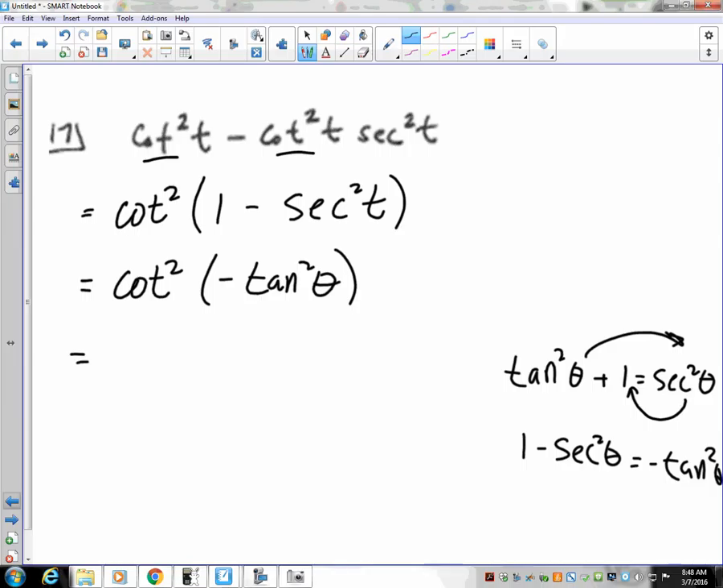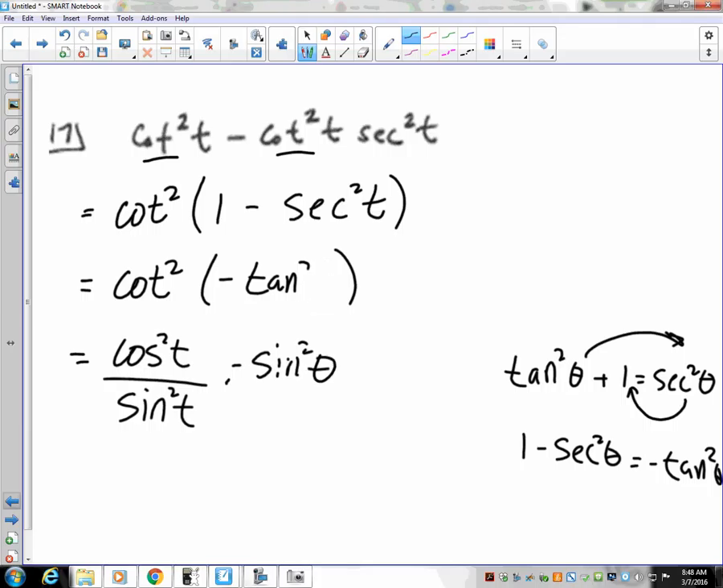Okay, now since we're multiplying, let's change them both to just terms of sine and cosine. So this will be cosine squared over sine squared times negative sine squared over cosine squared here. Now, notice almost everything cancels out, but recall this was negative here, so the negative is just going to be left behind, so this is negative 1.